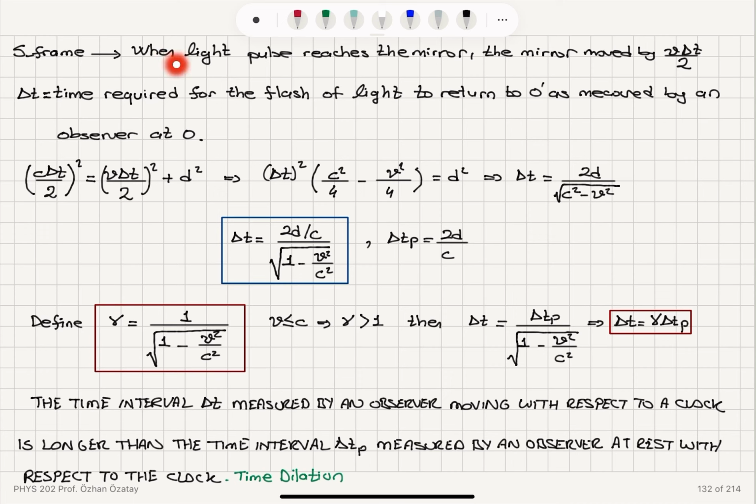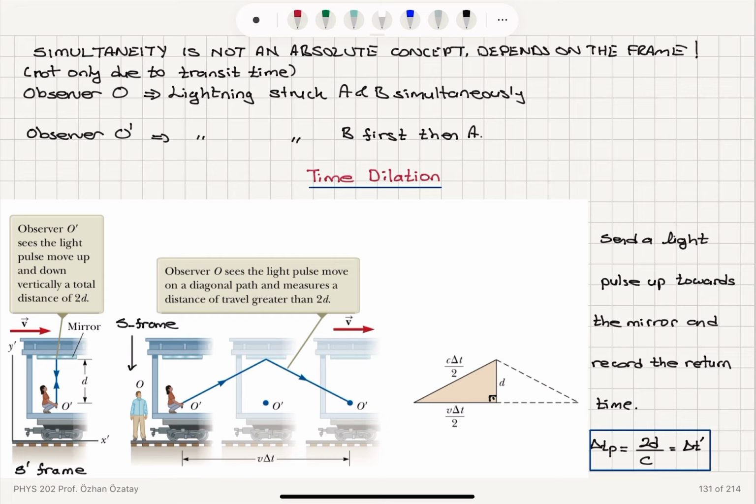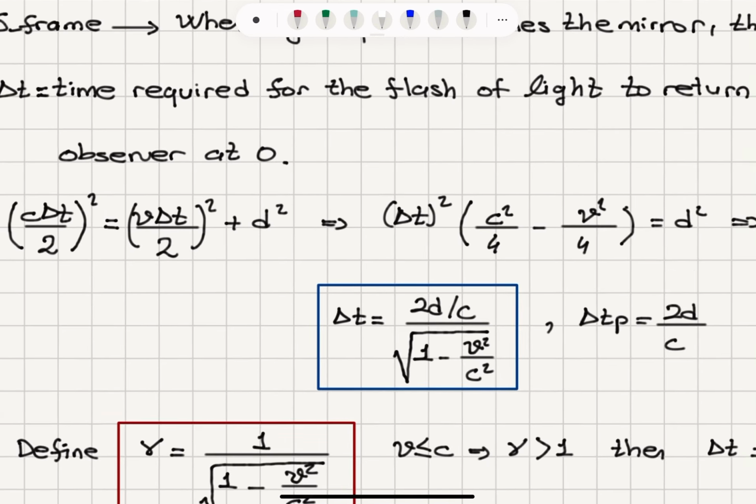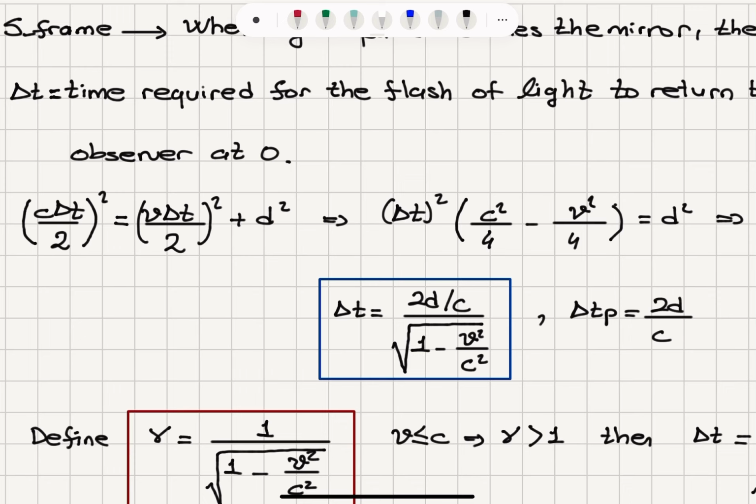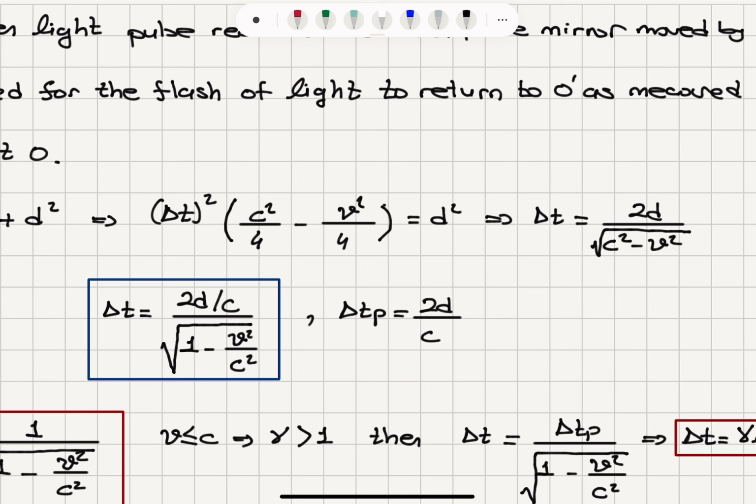So in the S reference frame, when the light pulse reaches the mirror, O prime has moved by v delta t over 2. Delta t is the time required for the flash of light to return to O prime as measured by an observer at O. This is our S reference frame. Okay, so from this equation, the Pythagorean theorem, we have delta t squared times (c squared over 4 minus v squared over 4), taken to the left-hand side, equal to d squared. So delta t turns out to be 2d divided by the square root of c squared minus v squared.